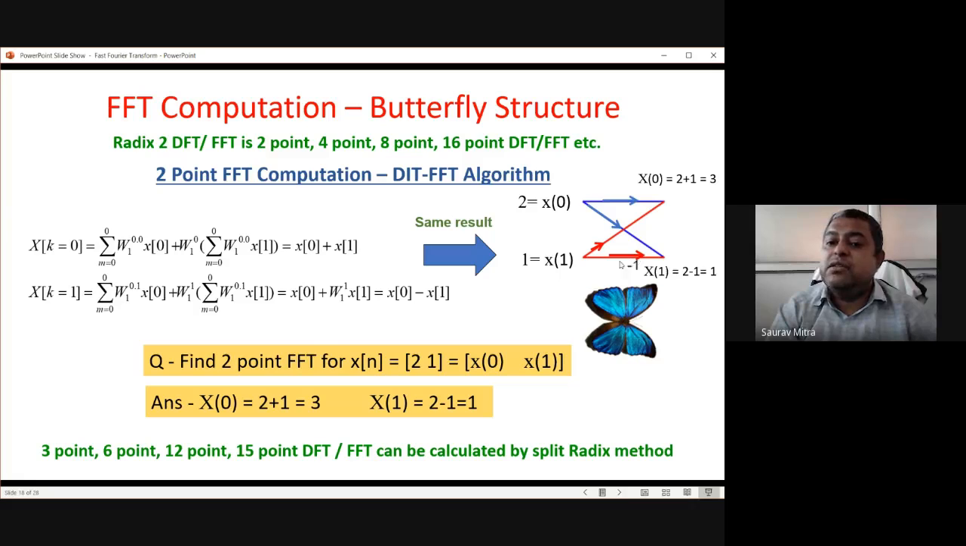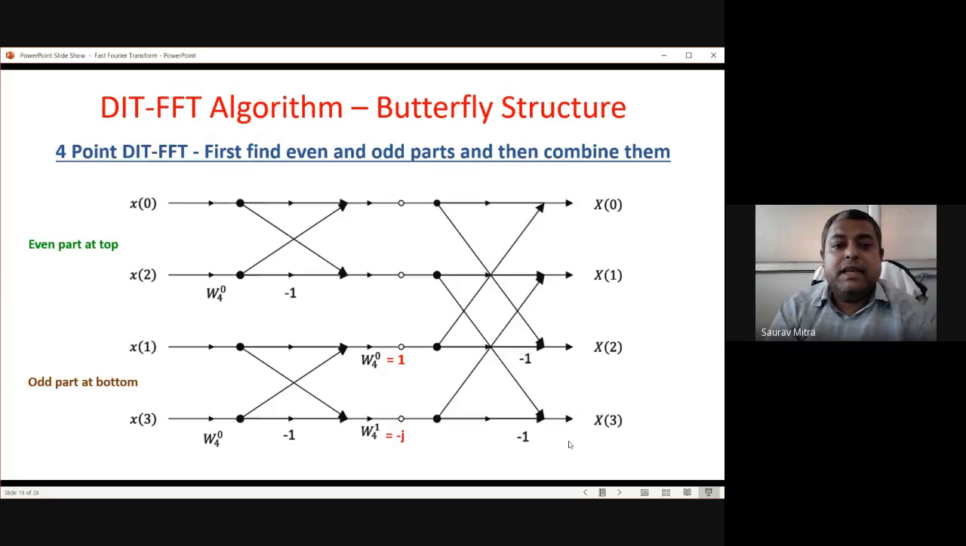This is part of the algorithm. So this 1 becomes minus 1, and 2 comes from the top. So x1 is 2 minus 1, equal to 1. And this looks like a butterfly, that's why it is called the butterfly structure. If any two real things are given, with no j or anything, say 2 and 1, then x0 will be 2 plus 1 and x1 will be 2 minus 1. This is how the 2-point FFT is calculated. This is how the 4-point FFT is calculated, and we'll do one numerical and stop this session.